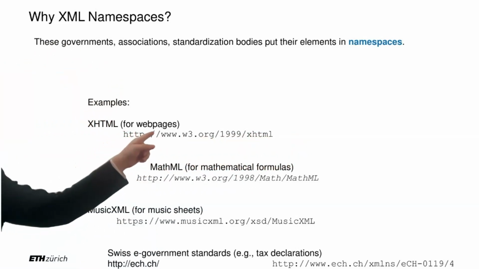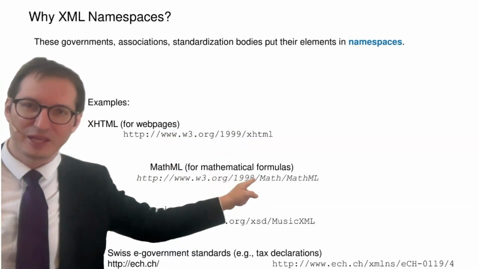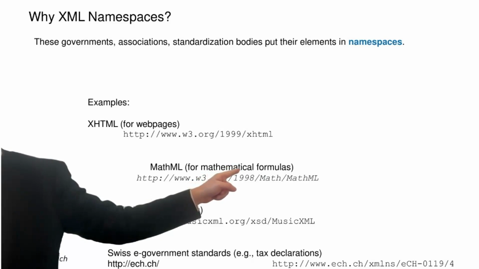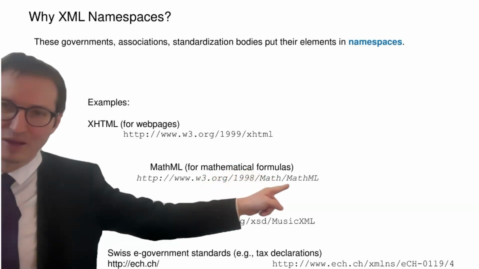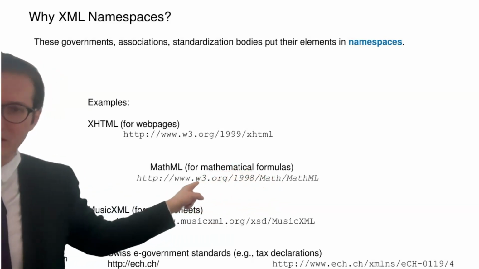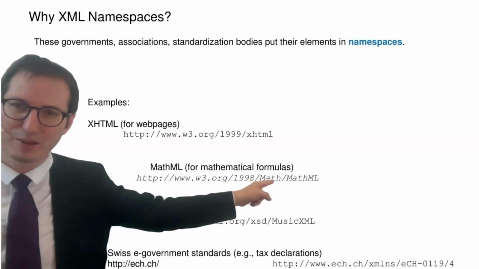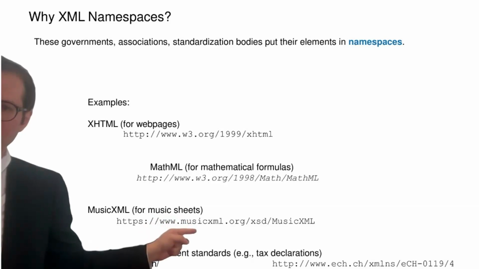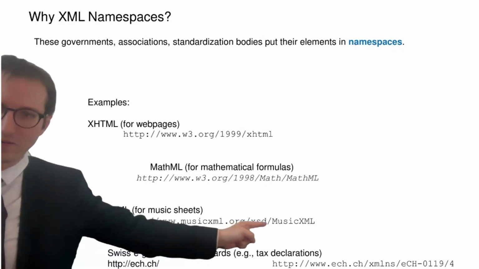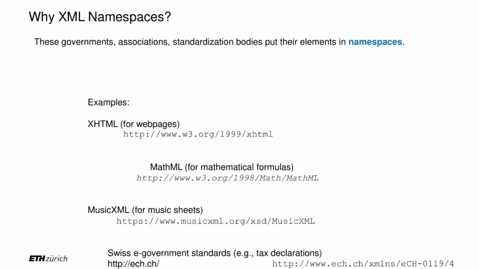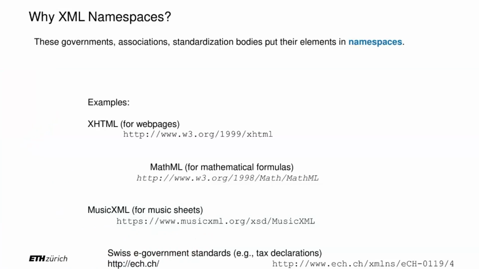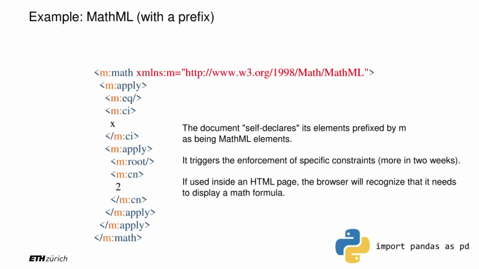It's called XHTML. We have here a namespace for MathML that allows you to build mathematical equations in the XML format. So this is by W3, so that's the same institution that standardizes HTML. So this is the namespace. We have here a namespace for music. It's musicml.org. They also have a standard for that. Do we have musicians here? No musicians? Okay. And government standards and so on. So we have plenty of these namespaces.